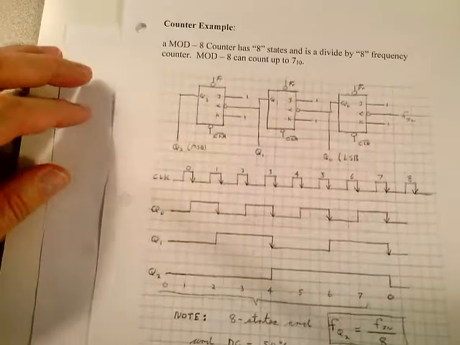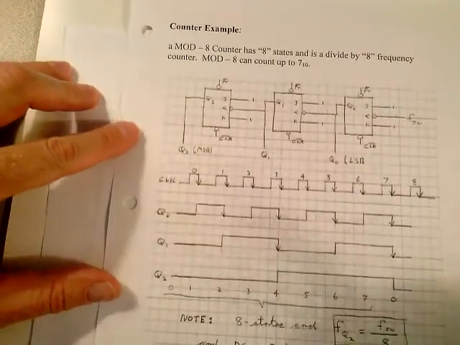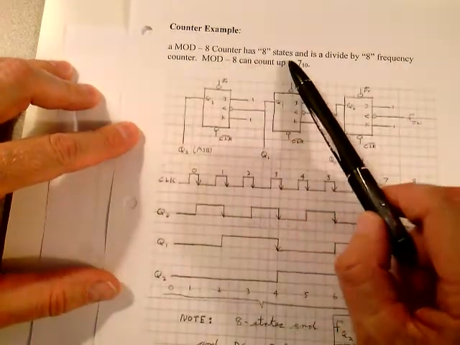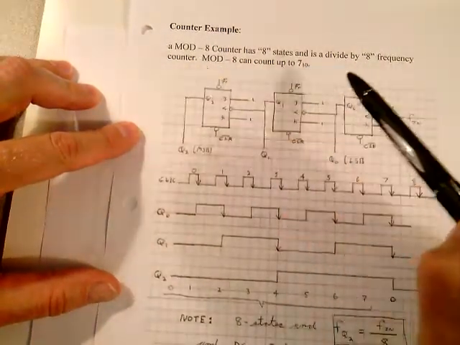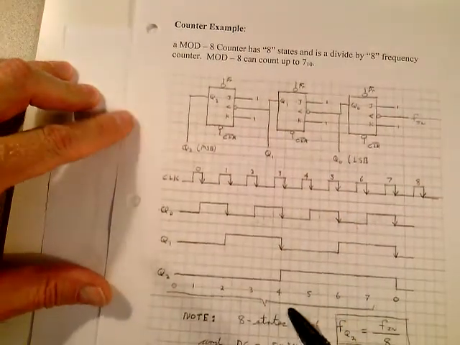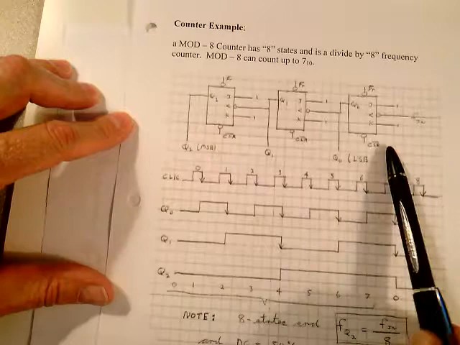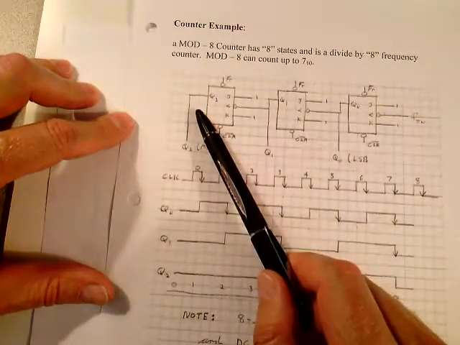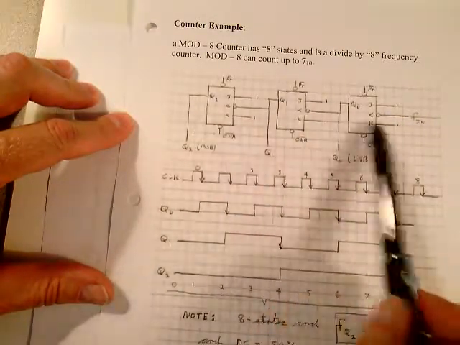Page 76. Counter example. A mod 8 counter, as we know, has 8 states and is a divide by 8 frequency counter. Mod 8 counters can count up to 7 in base 10. So look what I'm doing here. This is a ripple counter. It's an asynchronous counter. We talked about them before.